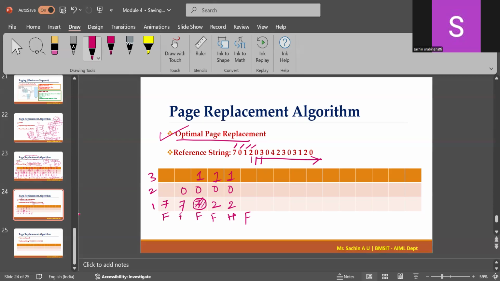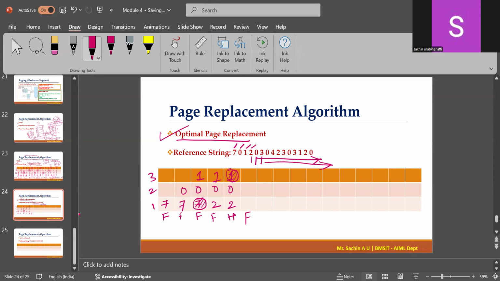So check here. After 3, what requests are you finding in the future? 0, 4, 2, 3, and so on, right? So 0, yes, it is used soon. In the future, I am using it very soon. 2, I am also using in the near future. 0 and 2 are used soon, but 1 is used last, after a few requests. But 0 and 2 I will retain. 1 I will replace.